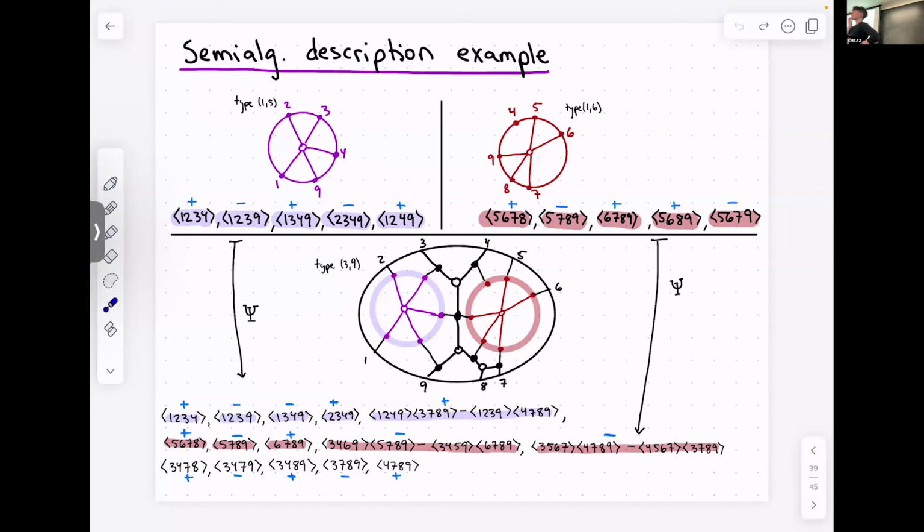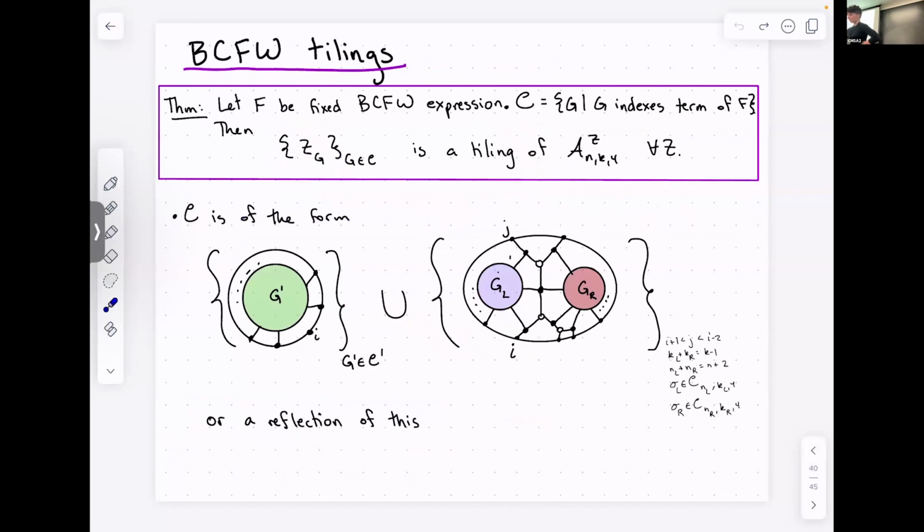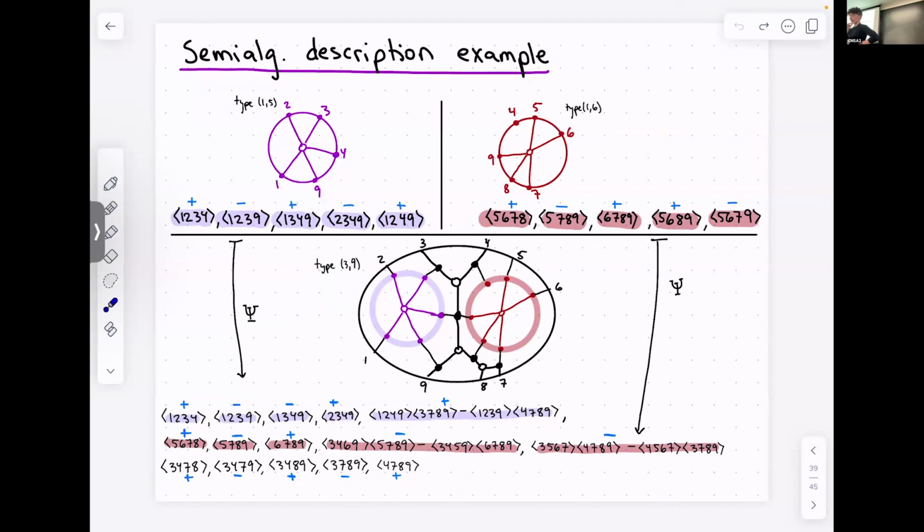Okay, so I think that's all I wanted to say about the tilings. About the tiles, I guess I'll add, all of this was recursive because we wanted to deal with arbitrary ways of running BCFW. Oh yeah, go ahead.